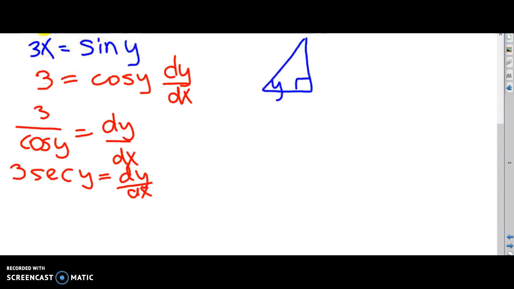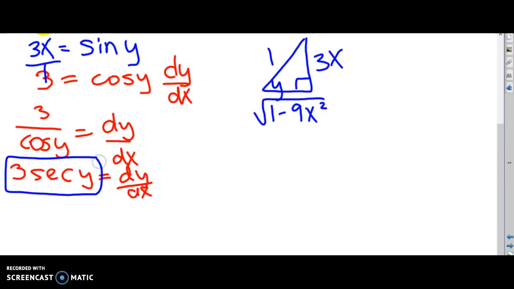So if the sine is 3x over 1 and sine is also opposite over hypotenuse, this is what I'm going to have for those pieces. And if I use the Pythagorean theorem, a squared plus b squared equals c squared, I'm going to come up with this as my third side. And the reason that I want that is because of this right here. I would like to know what the secant of y is.